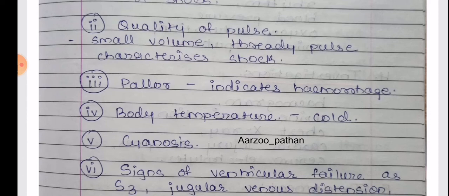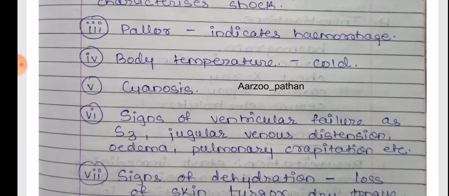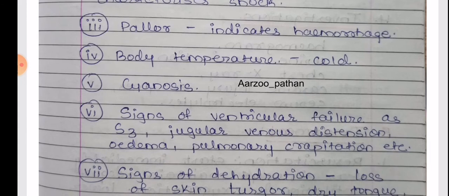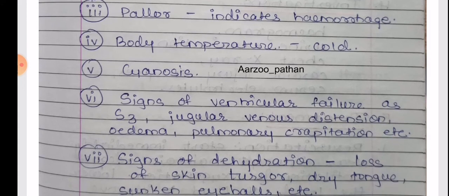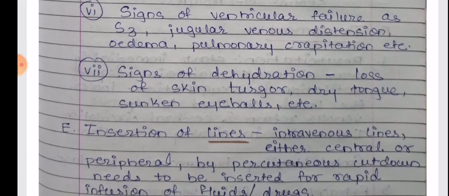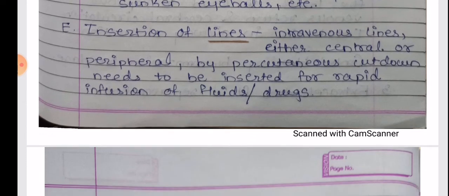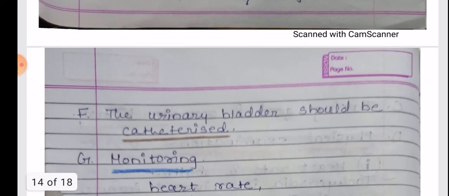Then we have pallor, which indicates hemorrhage, cold body temperature, and cyanosis. Signs of ventricular failure such as S3, jugular venous distension, edema, pulmonary crepitations, and so on are heard. Signs of dehydration: loss of skin turgor, dry tongue, sunken eyeballs, and so on. And lastly, intravenous lines, either central or peripheral, by percutaneous or cut down, need to be inserted for rapid infusion of fluids or drugs.